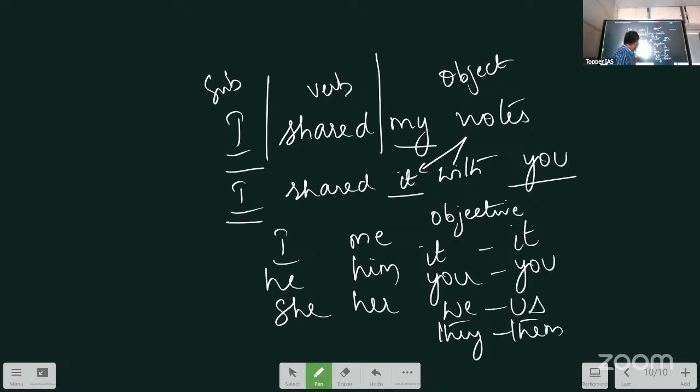So this is subjective pronoun. This is objective pronoun. Previously we discussed subjective pronouns and its possessive pronoun. For example, I gives my, he gives his, she gives her, it gives its, you gives your, we gives our, they gives their. Similarly, objective pronoun, I gives me, he gives him, she gives her, it gives it, you gives you, we gives us, they gives them.